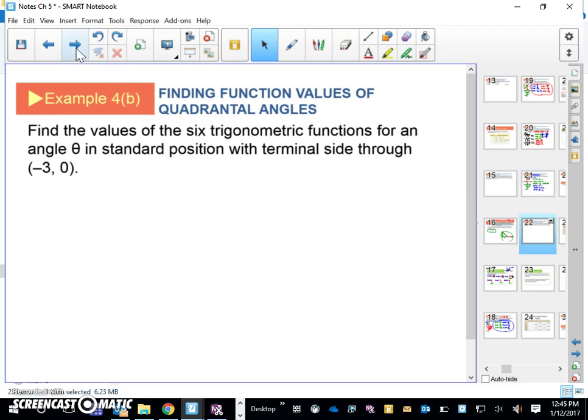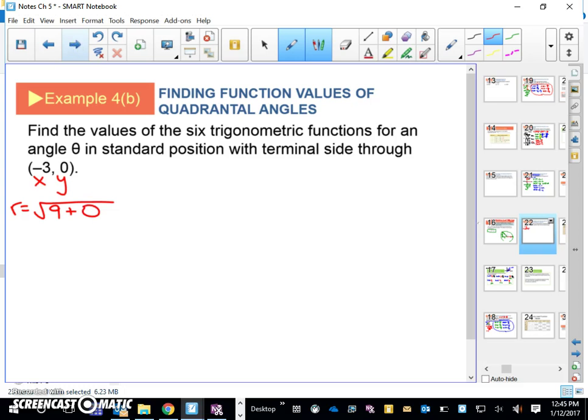Example 4b, same thing, but this time they give you a point. Well good. They gave me an xy point. Perfect. I'll use that xy point and I'll find r. X squared, negative 3 squared, that's 9. Y squared, that's 0 squared, is 0. I've got the square root of 9 is 3, so r equals 3. I've got x, I've got y, I've got r. I should be able to finish this up.